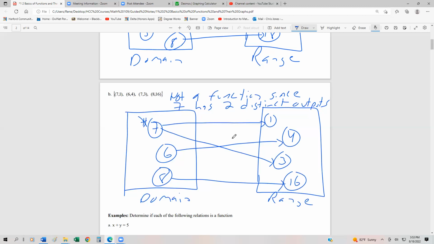Now, we're going to take a look at these algebraically in the next video to determine if we have an equation, whether it's going to be a relation or not, and whether the relation is going to be a function or not.